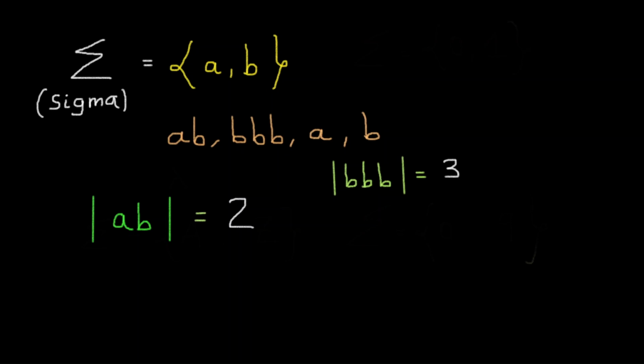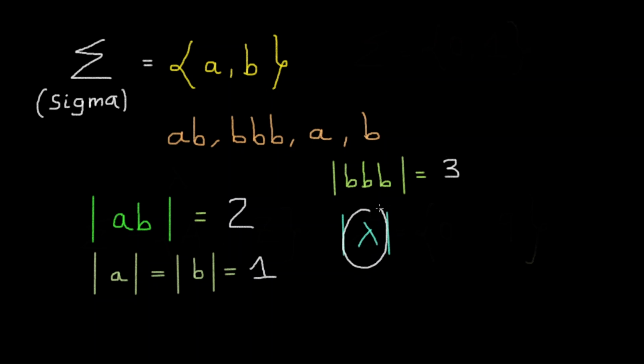As we see, it is very easy to compute the length of a word. The length of the word A is going to be equal to the length of the word B, which will be 1 because they both have only one symbol. Now the question, what is going to be the length of the empty word? So if we want to calculate the length of lambda, the length of the empty word, well, by definition, the length of lambda is equal to 0, since this word does not contain any symbol at all.